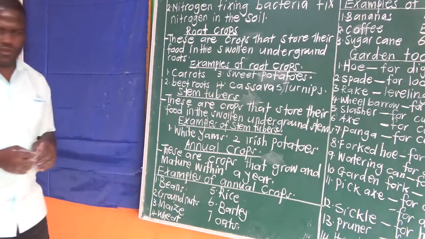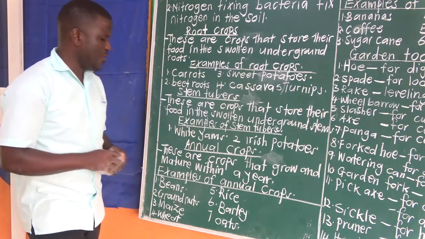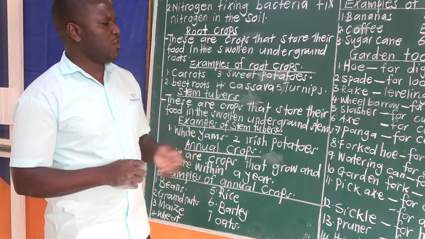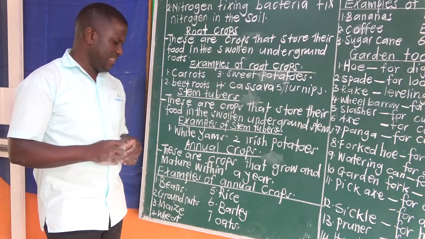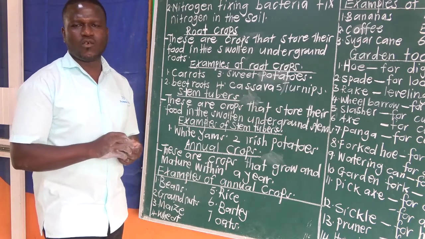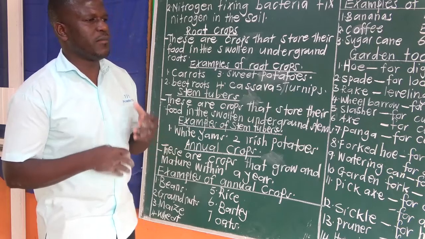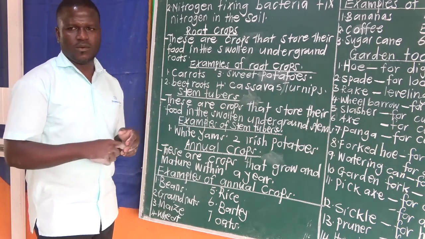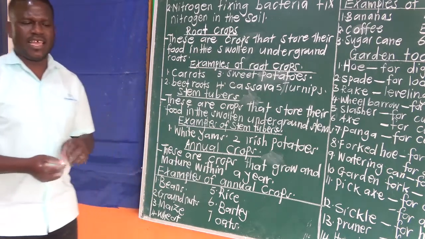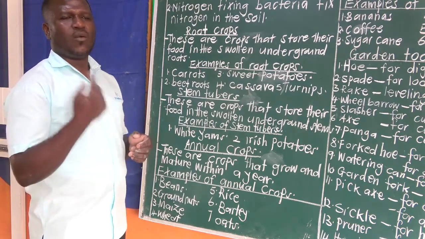Next, we look at annual crops. The word annual is A-N-N-U-A-L. What are annual crops? Annual crops are crops that grow and mature within a year. They grow and mature within one season. That's why they are called annual crops. They grow and mature within a year, or these are crops that grow and mature within one season.